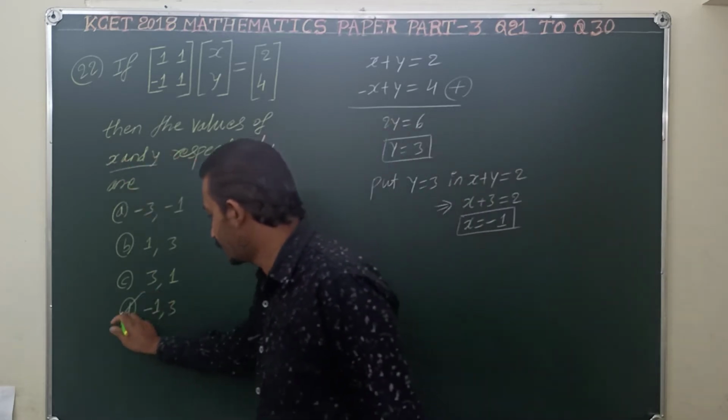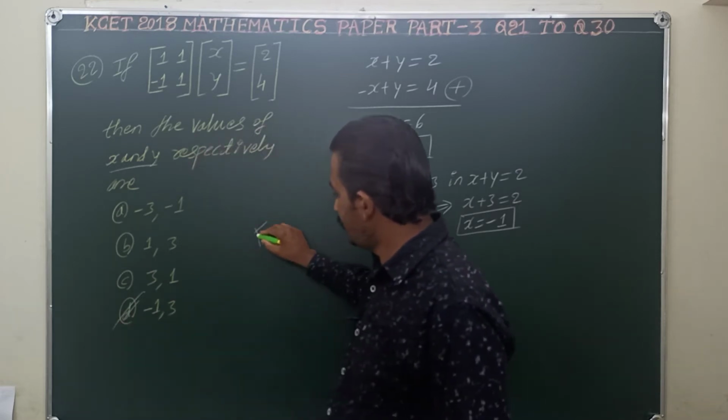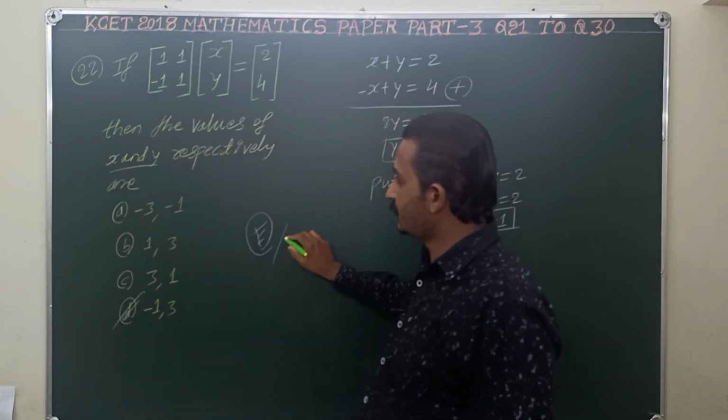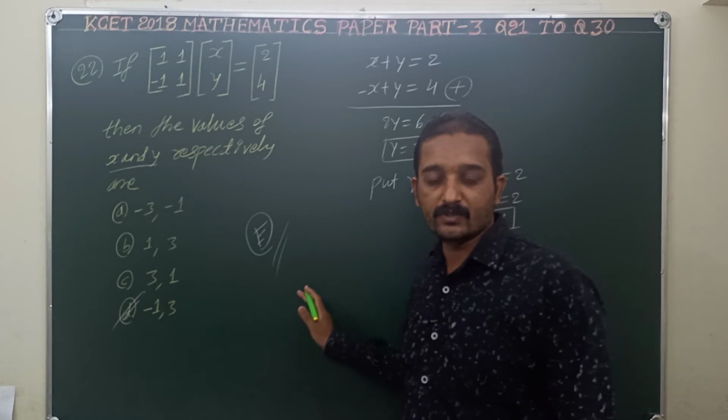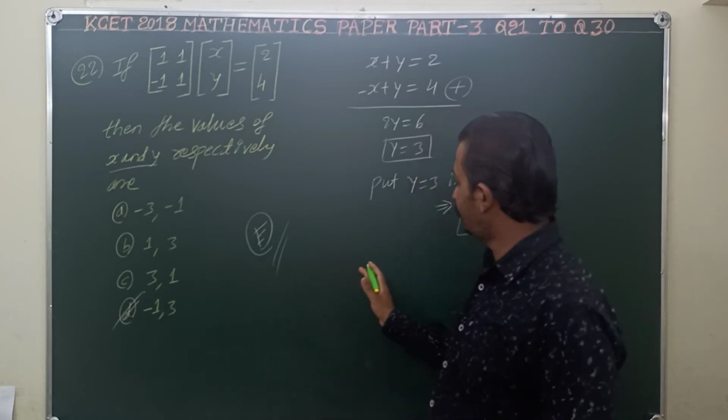Option D is correct. This is an easy question. All the students attend this question easily because they already solved this type of question in the NCERT textbook.